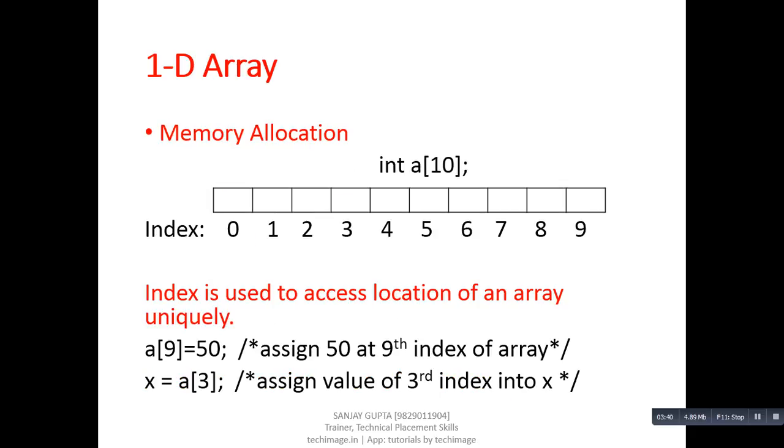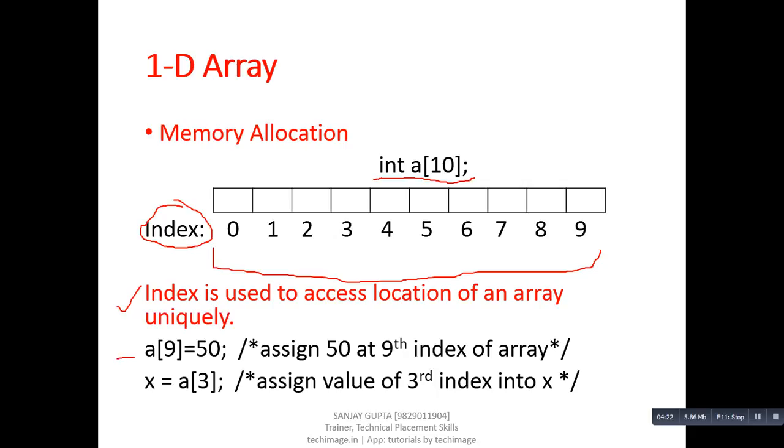Next is memory allocation. So if we declare an array which is of size 10 and of integer type, here is the memory allocation for this array. A total of 10 blocks are available and each block is assigned an index value. So what is an index? An index is used to access a location of an array uniquely. Why do we require an index? Because in case of an array, there is only one variable. So if we want to access a particular location, then we have to attach an index number with the name of the array.